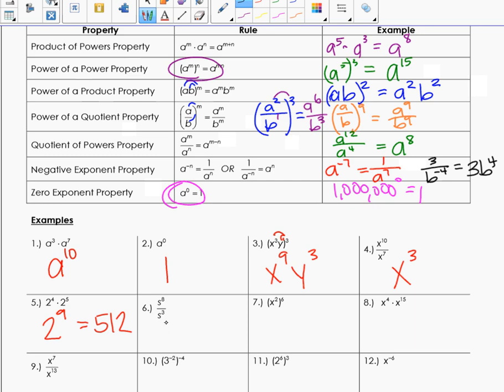Okay, number 6 is a lot like number 4. It's division, and we're subtracting. You have the same base here, so 8 minus 3 is s to the 5th. Okay, here this is a power of a power, so we're going to multiply. So 2 times 6 is x to the 12th. Whereas conversely on number 8, now we have 2 of the same bases and we're multiplying, so we are going to add our exponents, so you get x to the 19th.